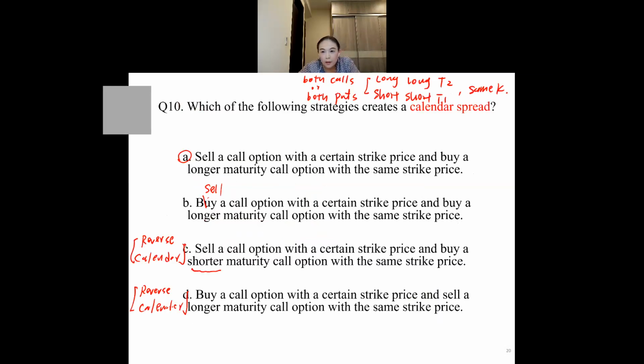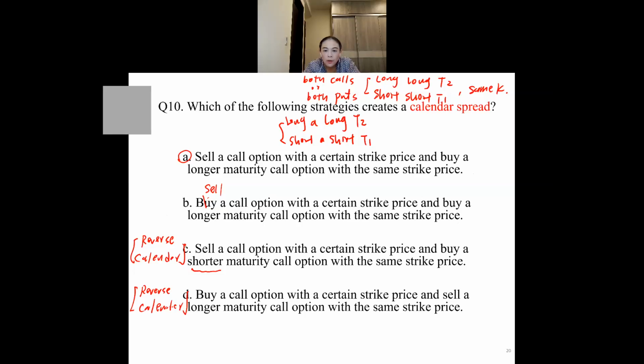All right, question 10. Which of the following strategies creates a calendar spread? So the calendar spread strategy is to long T2 and then short T1. Okay, that's the normal calendar spread. So just take a look. The only correct answer would be A. Short a call with a certain K and long a longer maturity with the same K. So that fits our definition.